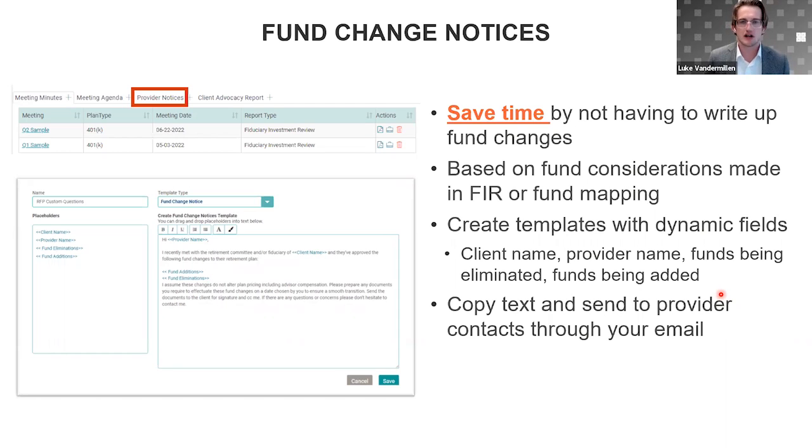It's automatically going to look at your report and say, okay, we're swapping large cap value fund A for large cap value fund B. It's going to put that all into text for you within RPAG, and then you copy and paste that into Outlook or Gmail or whatever you use, and send that off to the record keeper.